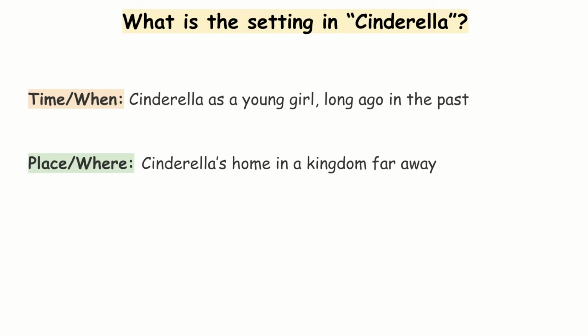So when Cinderella takes place, it's a long time ago in the past. Where Cinderella takes place is in her kingdom or in a kingdom far away, in her house, in her bedroom, or even in her kitchen. So there are multiple places where Cinderella goes in the story. But for the most part, the time stays the same. We know that it is long ago in the past.